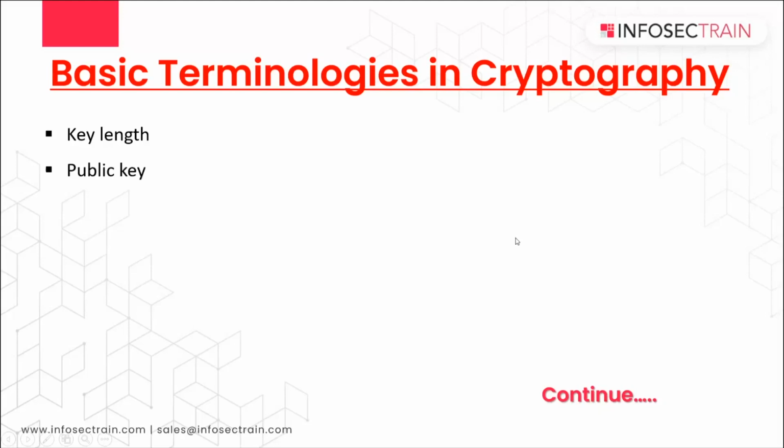What about public key, guys? We can explain it like this: a public key is a component of asymmetric key encryption that can be freely distributed to anyone who wishes to communicate with the owner of the private key. Sometimes in AI and machine learning, a few people share the data in terms of encryption with the public key.